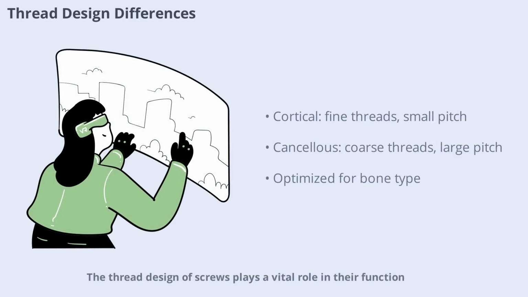Thread design of screws plays a vital role in their function. Cortical screws have fine threads with a small pitch, designed to engage dense cortical bone and provide strong fixation. In contrast, cancellous screws have coarse threads with a large pitch, ideal for gripping spongy cancellous bone. This design ensures that each screw type offers the best possible purchase and stability in its intended environment.